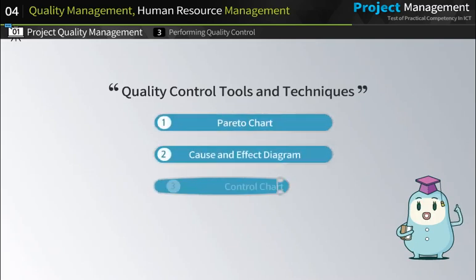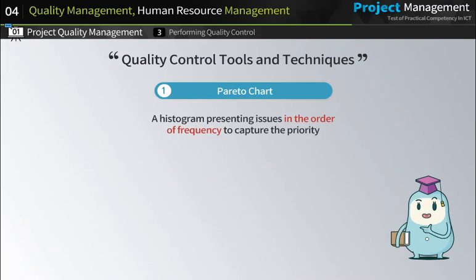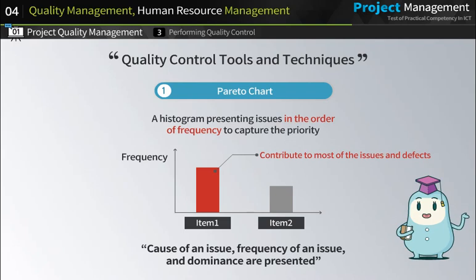The inspection works of the quality control usually adopt statistical approaches, such as Pareto chart, cause and effect diagram, control chart, and scatter diagram. Pareto chart is a histogram that presents issues in the order of frequency to capture the priority. The basic principle is that a cause with higher frequency can contribute to most of the issues and defects in general. Cause of an issue and frequency of an issue and dominance are presented.